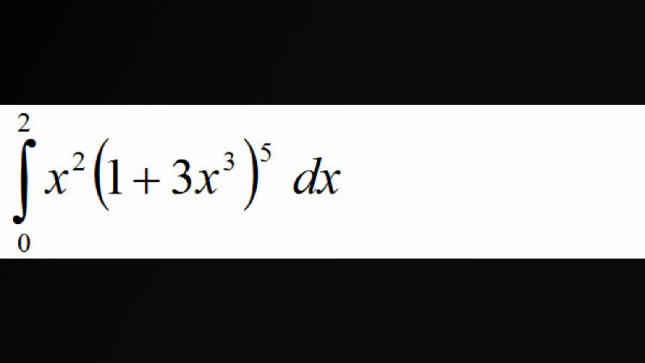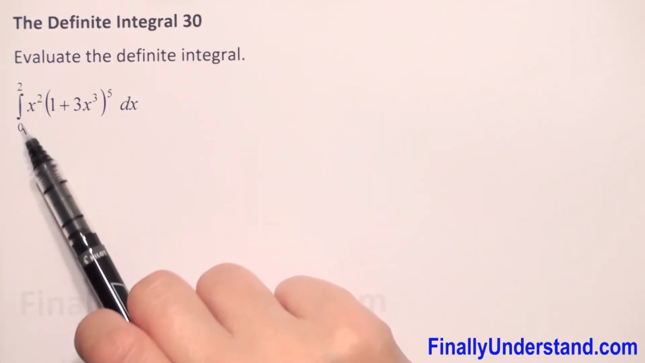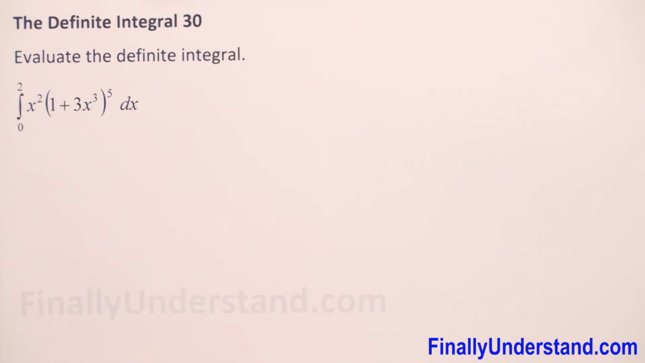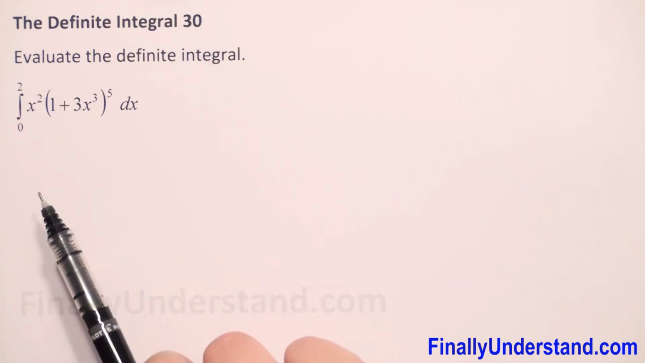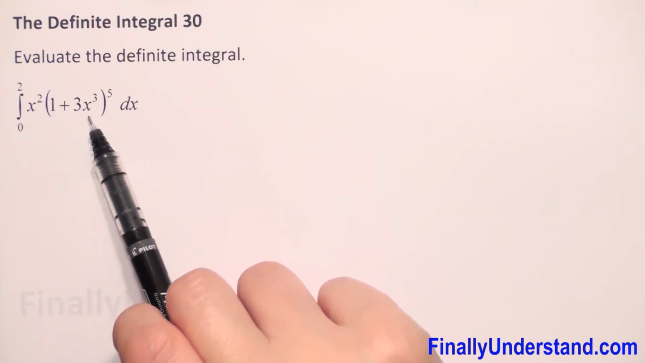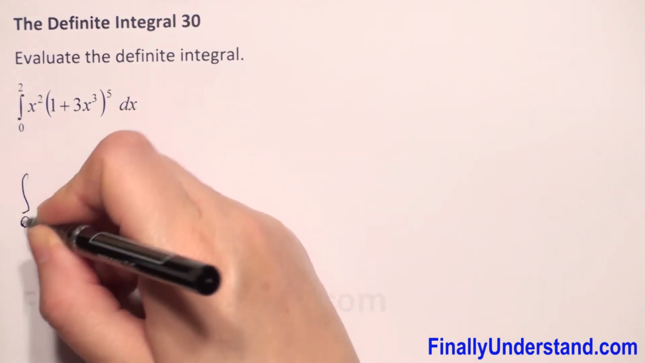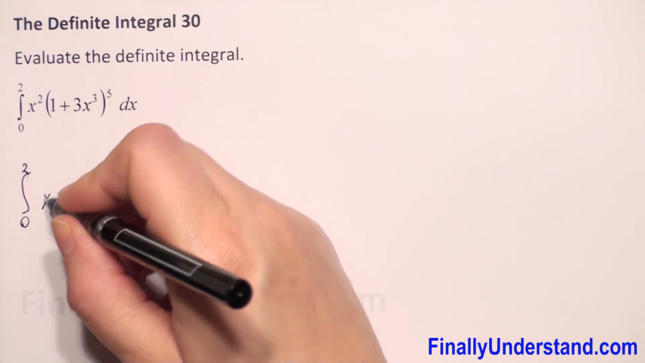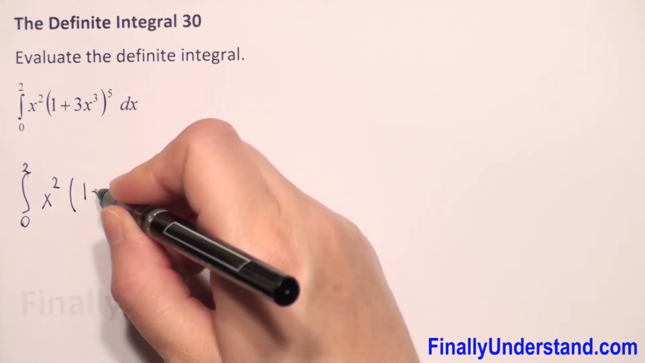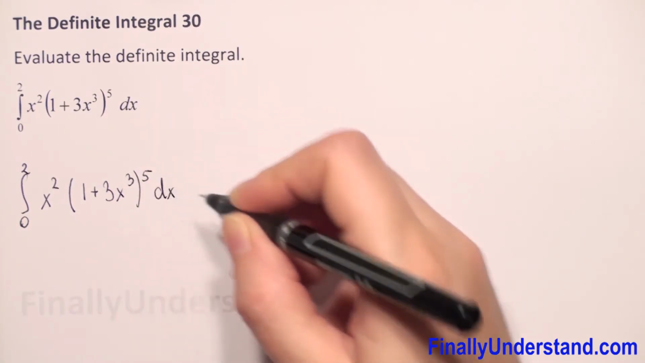We have a definite integral from 0 to 2 of a continuous function, because 1 plus 3x cubed is continuous and x squared is continuous, so we have a continuous function here. To solve this definite integral, we have to solve the indefinite integral of x squared times (1 plus 3x cubed) to the 5th power. Let me rewrite this. We have the integral from 0 to 2 of x squared times (1 plus 3x cubed) to the 5th power dx.